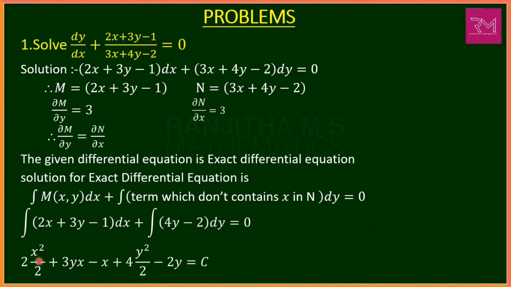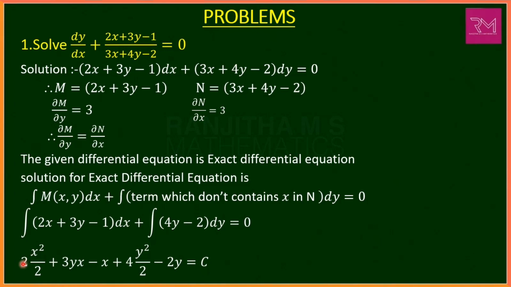Here integration of 2x: 2 is constant, take it as it is, into integration of x is x square by 2, plus 3y is constant, take it as it is, into integration of 1, which is x, minus integration of 1 with respect to x is x, plus, here also we have to integrate this term 4y minus 2 with respect to y. Here 4 is constant, take it as it is, into integration of y is y square by 2, minus 2 is constant into integration of 1 with respect to y is y, which is equal to c, some arbitrary constant c.